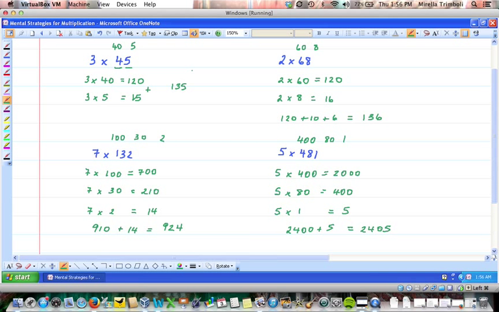2,405. Now while I'm showing a written method here, this is the way to start off helping your children learn mental strategies for multiplication, and as they get better at seeing this setting out and understanding the partitioning method, soon enough they'll be able to do at least a 2 digit by a 1 digit mentally.